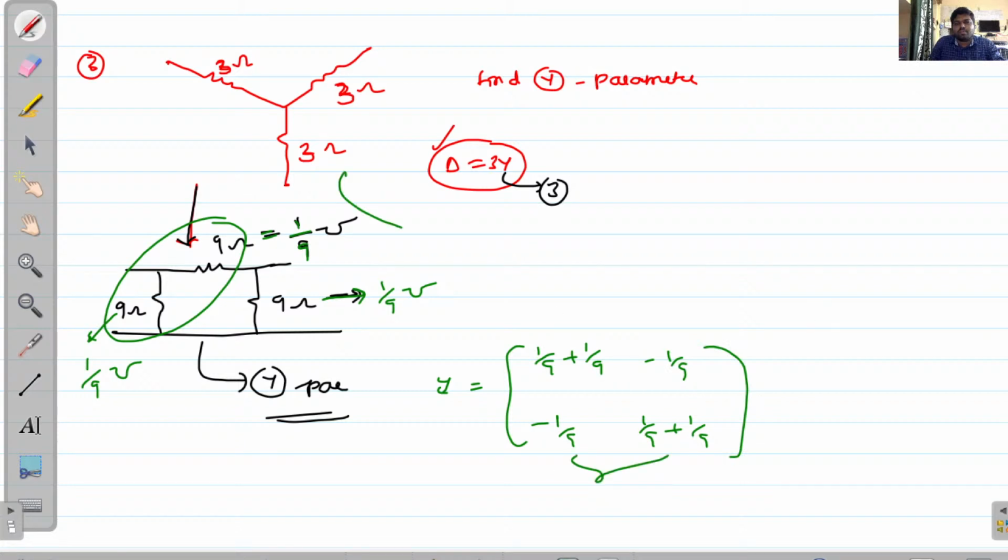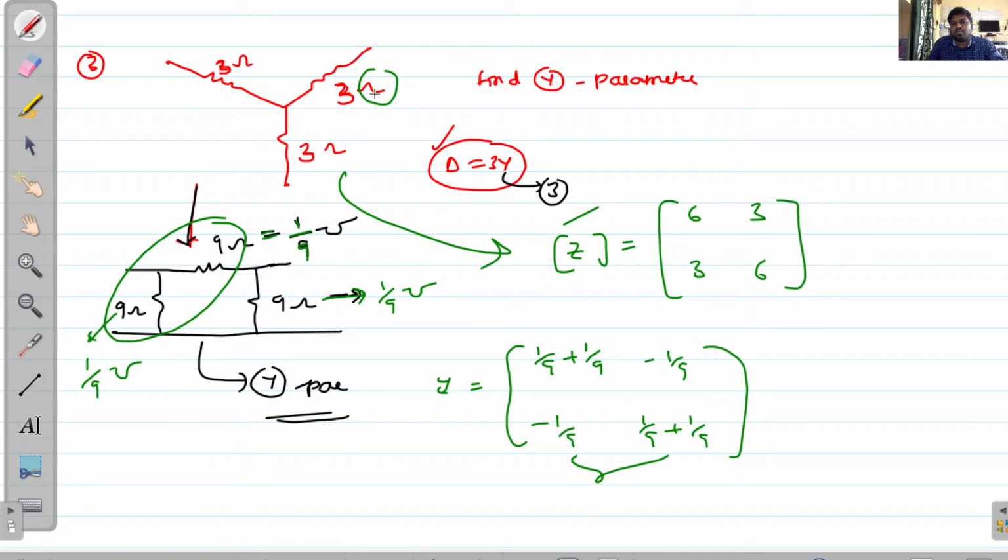Otherwise, you can go with the direct method. That is, first you can evaluate Z parameters for this. What are the Z parameters? 3 plus 3, 6, and this is 3, this is 3, 3 plus 3, 6. You can take ohms only. Okay, don't convert this into mhos. Why? Because you are evaluating Z parameters, so you want ohms only. So first you add these two, and next you add these two, and the middle elements have 3, 3 only. Okay, now you can take the inverse of this particular matrix.